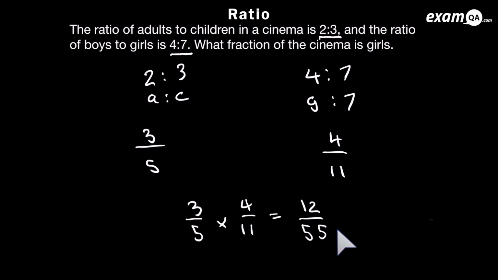Now a lot of people would have given the answer as 4/11 because that's what fraction are girls. But this 4/11 is only talking about the children. But the question asks about the whole cinema. And that's why we had to look at what proportion are children and what proportion are girls. And then we just simply multiplied them. And there we have it.